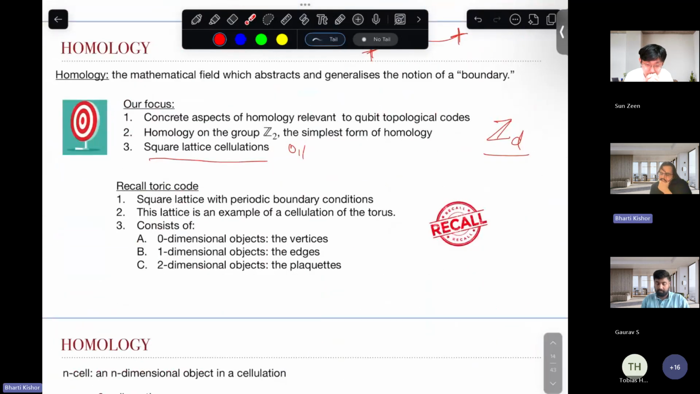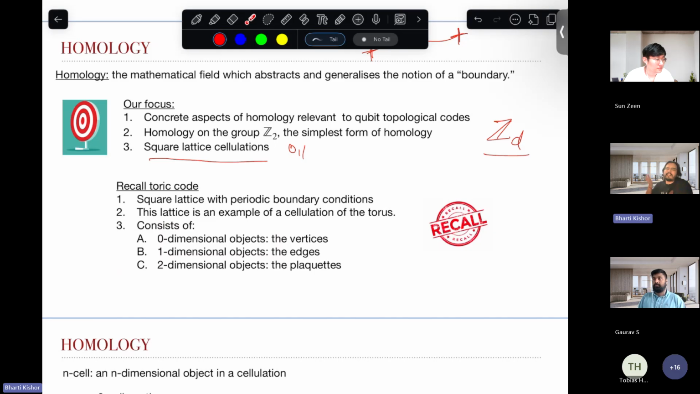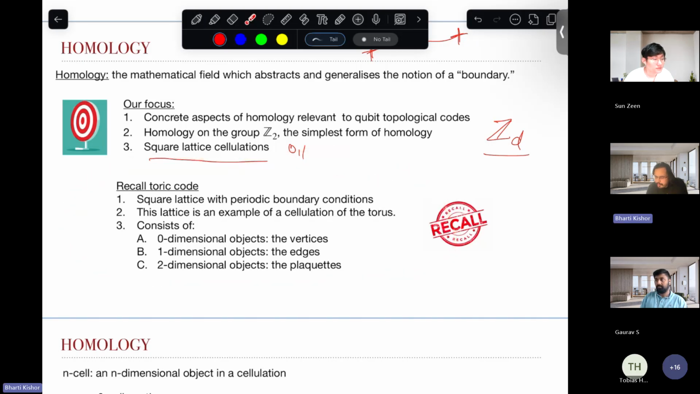And we had three kinds of object. So we had vertex, which was a 0-dimensional object. We had edge, which was a 1-dimensional object. And we had plaquettes, which was a 2-dimensional object. So we had 0-dimensional, 1-dimensional, 2-dimensional, three kinds of object. Okay. And we can go for higher dimensional toric codes and all that, but that can only complicate things. Okay. So this is what we had focused on and tried to understand.